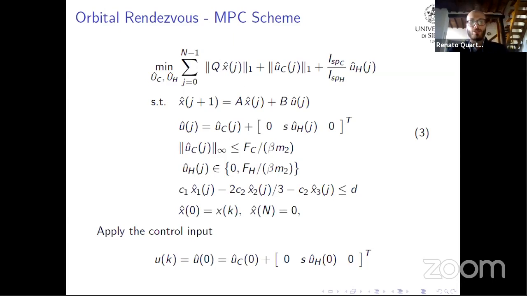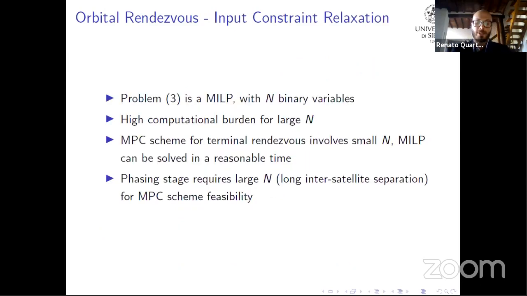in which at each time instant, this MPC scheme must be solved. And clearly, at each time instant, only the first input of the optimal control sequence must be applied to the system. Here, N is the prediction horizon. Now, as you can see, the optimization problem shown before is cast as a mixed integer linear programming problem with N binary variables, where N is the time horizon. Clearly, the larger N is, the higher the computational burden.